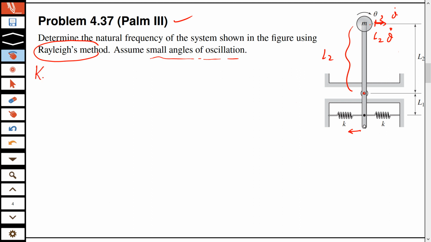So if I want to write the expression for the kinetic energy, it will be half m v squared, and that v is... maybe we can do something else. How about using half I omega squared? No, we don't need that. If we can figure out the tangential velocity, this is a point particle, this is massless, so we can use tangential velocity. Tangential velocity is L2 times theta dot. This is like v squared.